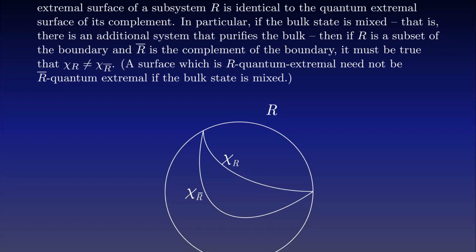In particular, this means you can have a situation in which a surface is quantum extremal with respect to one side, but not quantum extremal with respect to the other. It's easy to see this if you just consider the fact that if this is not a pure state here, then if you evaluate the von Neumann entropy on this side, it will not be equal to the von Neumann entropy on the other side. So this is an aside that will turn out to be fairly important in just a little bit.